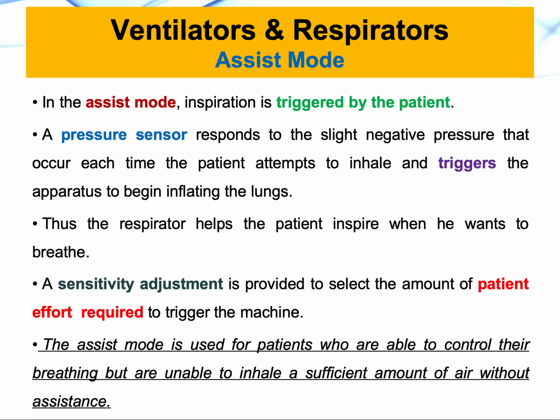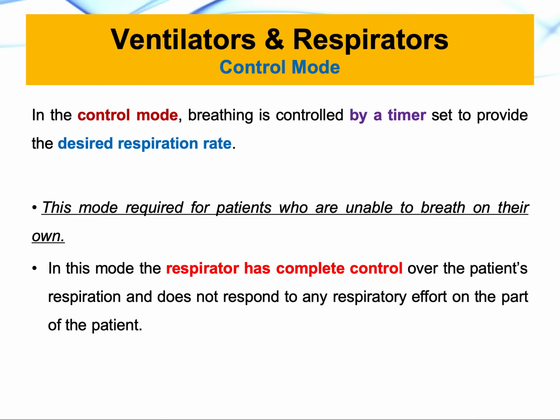The next mode of respiration is the control mode. In the control mode, breathing is controlled by a timer set to provide the desired respiration rate. This mode is required for patients who are unable to breathe on their own. So this is different from the assist mode. In this mode, the respirator has complete control over the patient's respiration and does not respond to any efforts on the part of the patient. So this is a more automated mode of respiration that can be selected in the ventilator or the respirator, and this should be a decision by the healthcare provider.